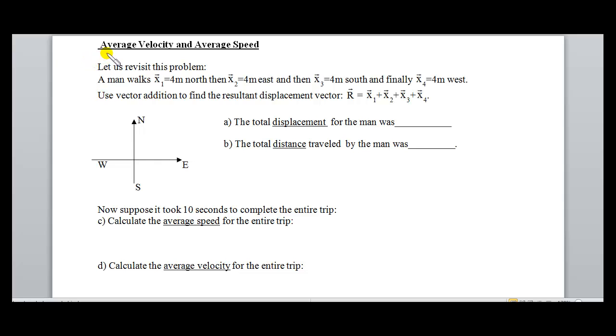I want to define average velocity and average speed. There are two different definitions. Even though these two terms sound like they should be the same, they are not. So I want you to work through this problem right here, which we looked at in an earlier video. Find the total displacement and the total distance. And then, if it took 10 seconds to complete the trip, calculate the average speed and the average velocity. So hit that pause button, and then we'll come back and compare our answers.